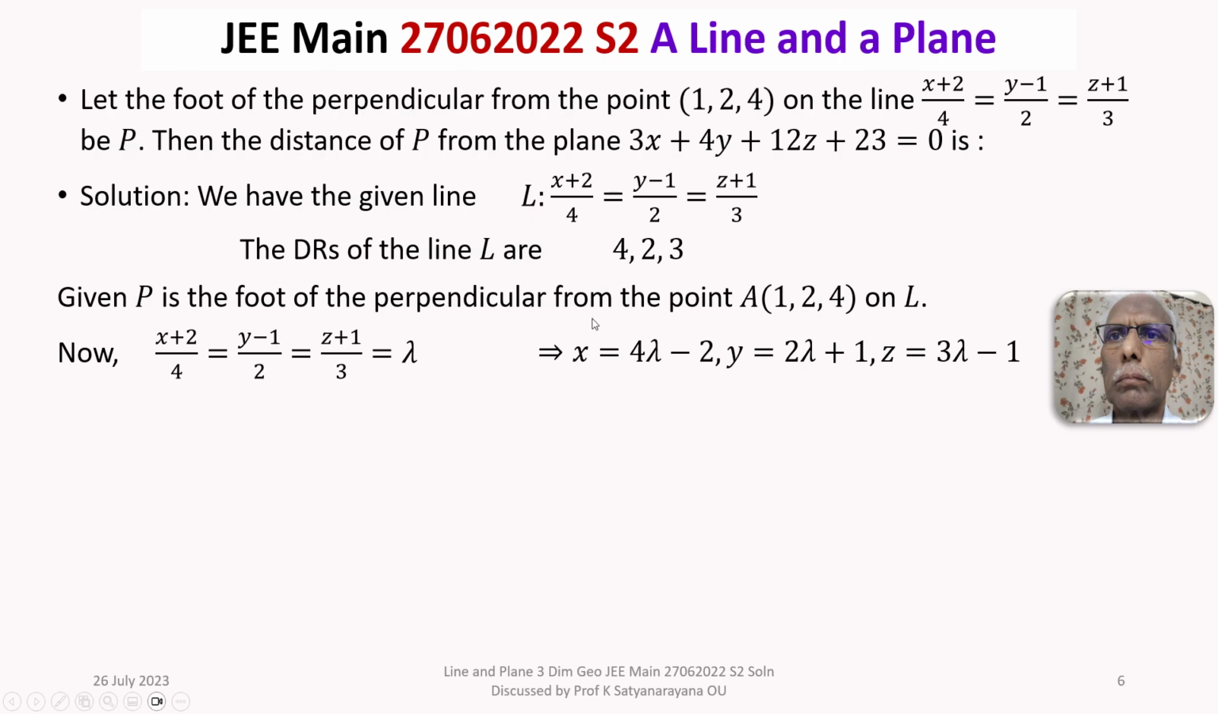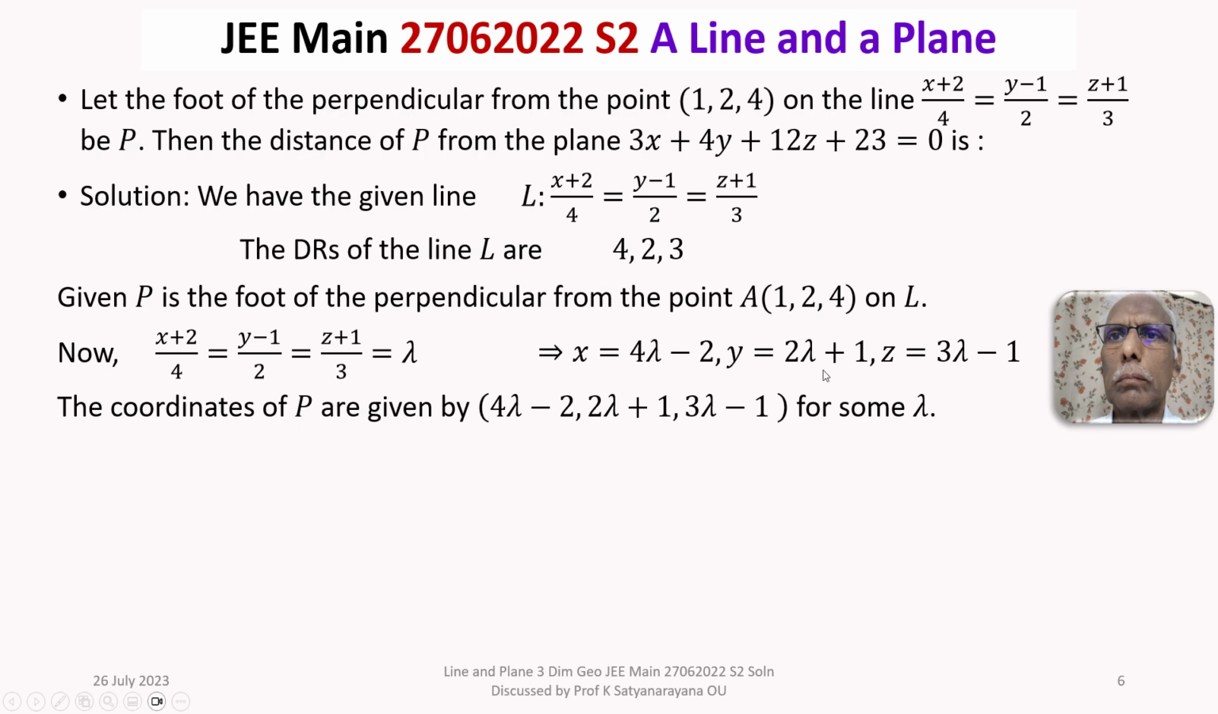Since P is the foot of the perpendicular from that point on L, P is a point on L. Therefore, the coordinates of P are also given by (4 lambda - 2, 2 lambda + 1, 3 lambda - 1) for some lambda, because P is a point on L.